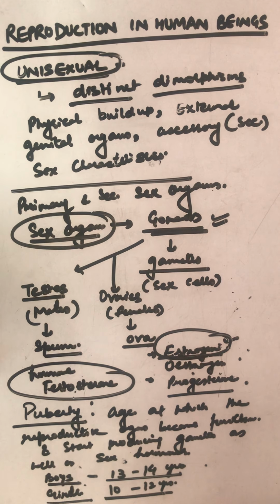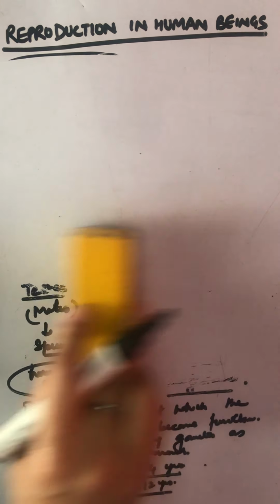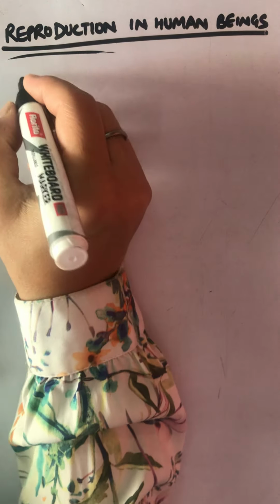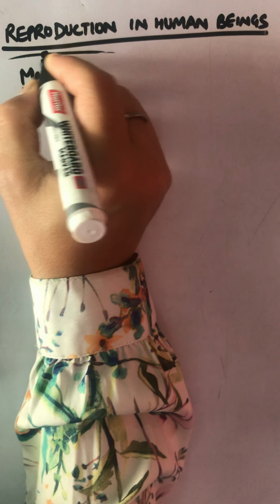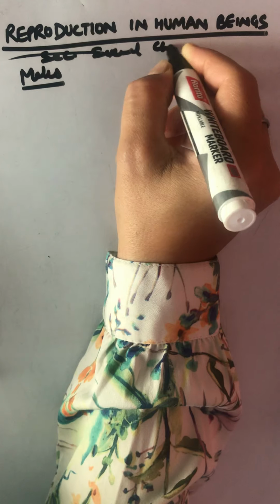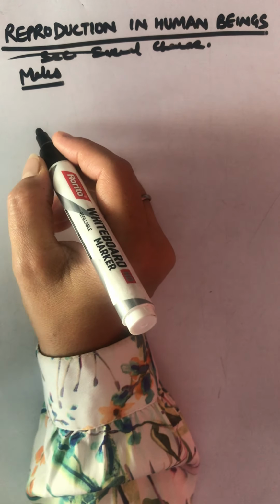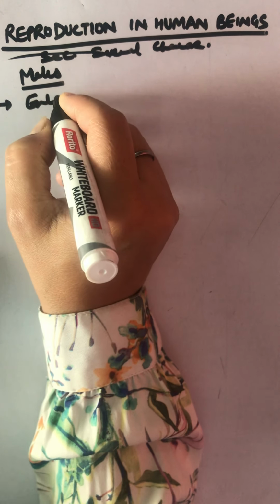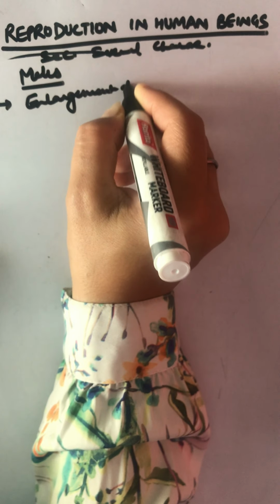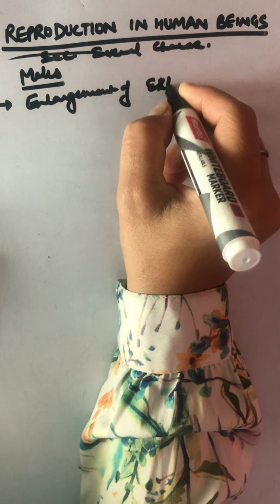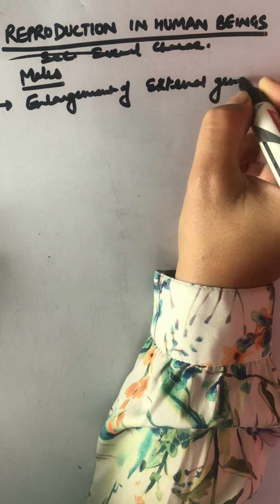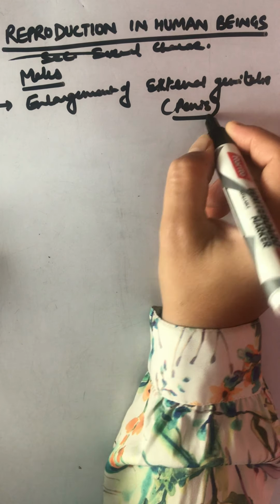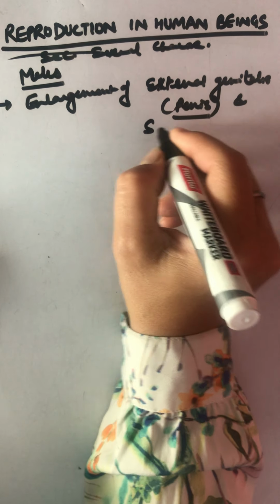Now, what are these secondary sexual characteristics that we are talking about? These are the changes observed during puberty. In case of males, the first one is enlargement of external genitalia, that means the penis and scrotum.